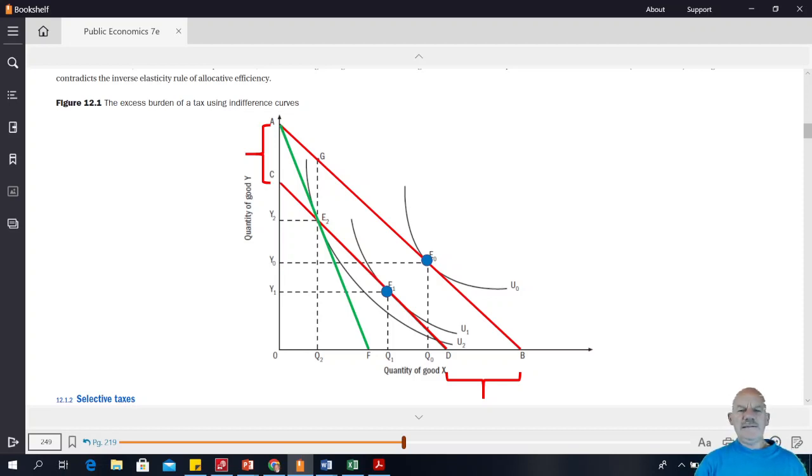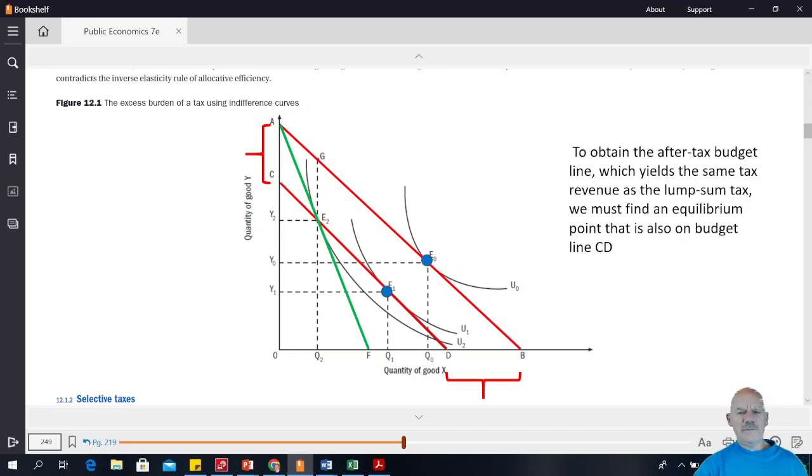So the next thing is to find the new equilibrium point. I remember when I had to present this many years ago for the first time, I had to think very hard, why is E2 the new equilibrium point? So to obtain the after budget line, which yields the same tax revenue as a lump sum tax, the new equilibrium must lie on CD.